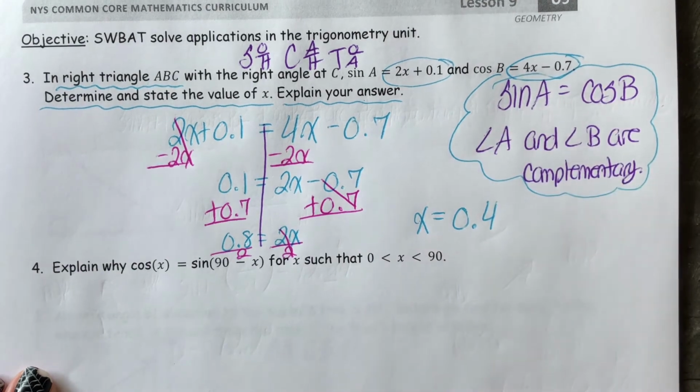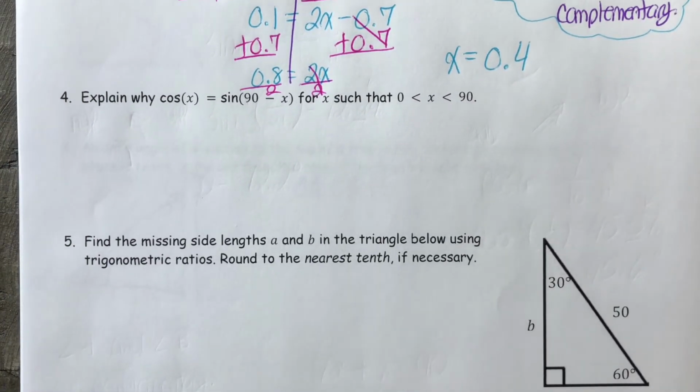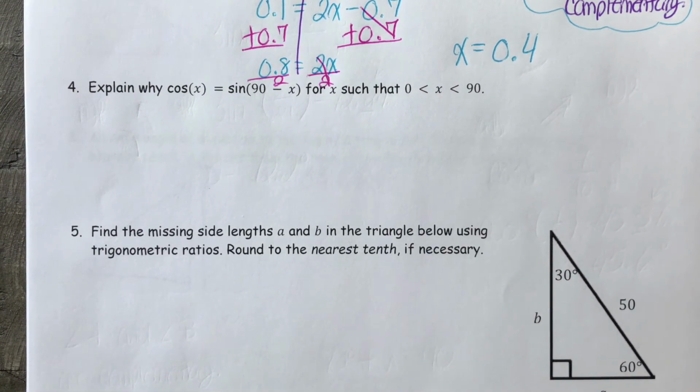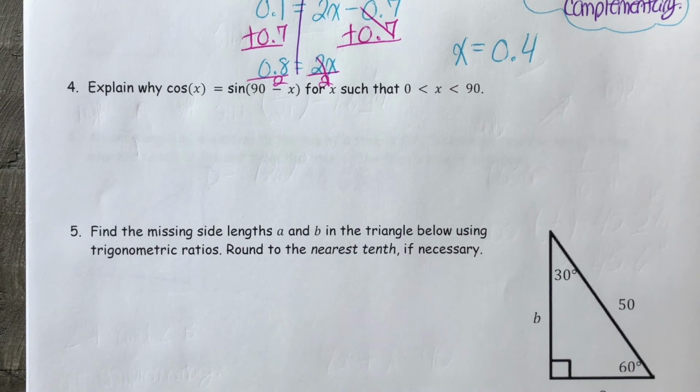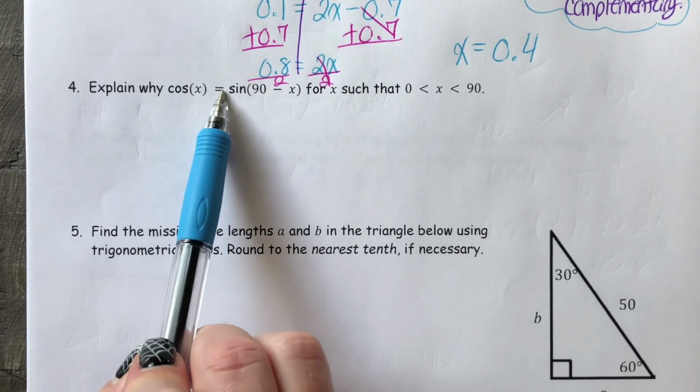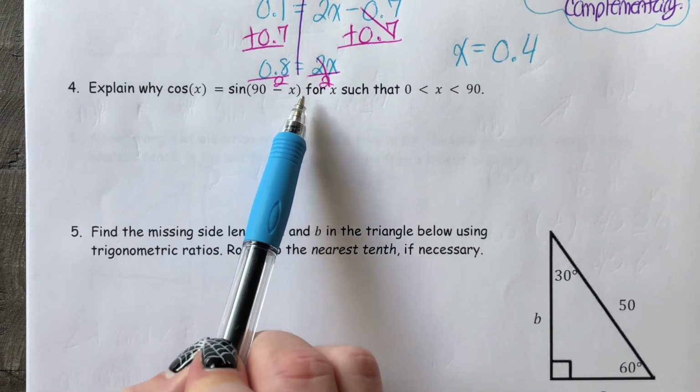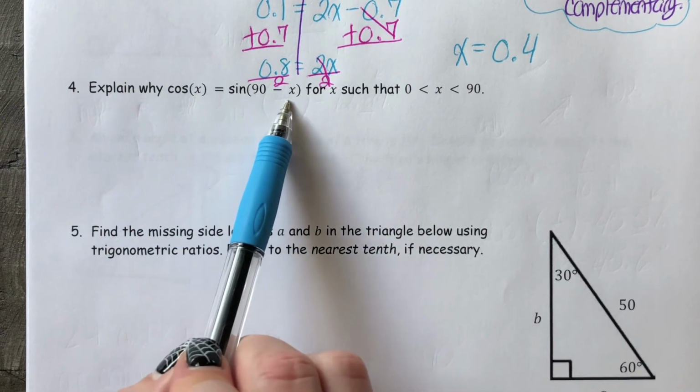All right, moving on to number 4. It says explain why cos of X equals sine of 90 minus X, for X such that it's between 0 and 90. Okay. Explain why cos of X equals sine of 90 minus X. So this sometimes tricks students up.